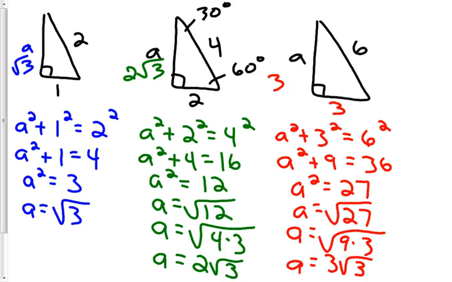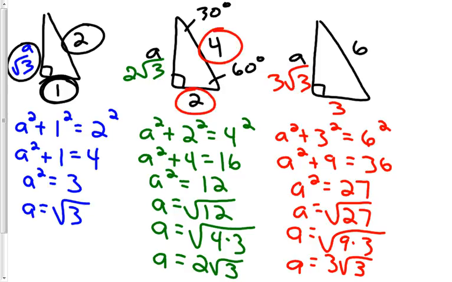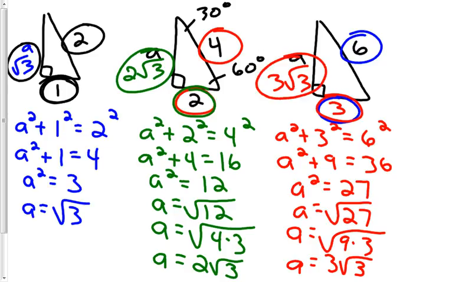So now we should be able to see this pattern very clearly. Take the shorter leg and double it to get the hypotenuse. Take the shorter leg times the square root of 3 to get the longer leg. It happens like that every time.